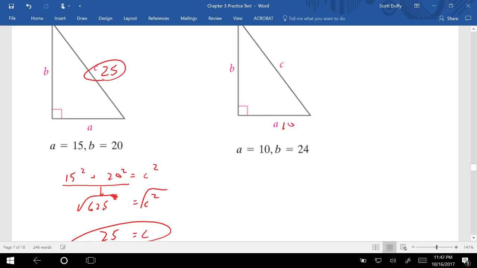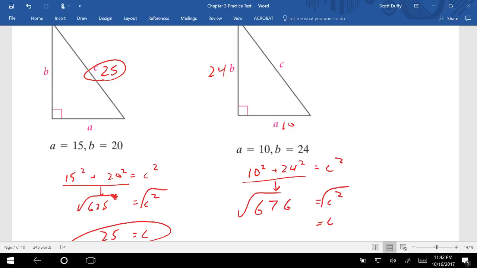So I get 10, 24, so I say 10 squared plus 24 squared equals c squared. 10 squared plus 24 squared equals 676 equals c squared. And then I'm going to square root both sides, and I get 26 right there.